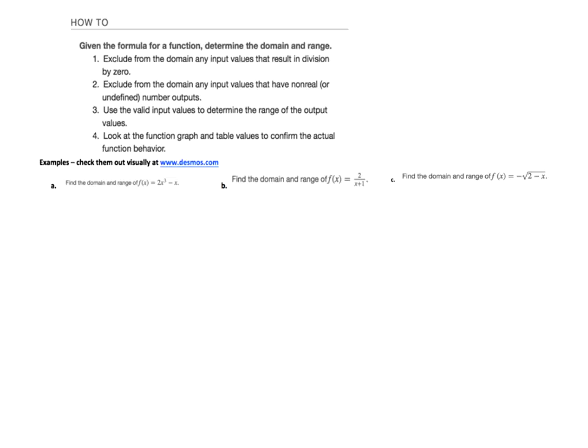Okay, so given the formula for a function, determine the domain and range. You want to exclude from the domain any input values that result in division by 0. You also want to exclude from the domain any input values that have non-real or undefined number outputs. That's that square root or that even root of a negative number. Use valid input values only to describe your domain and your range.